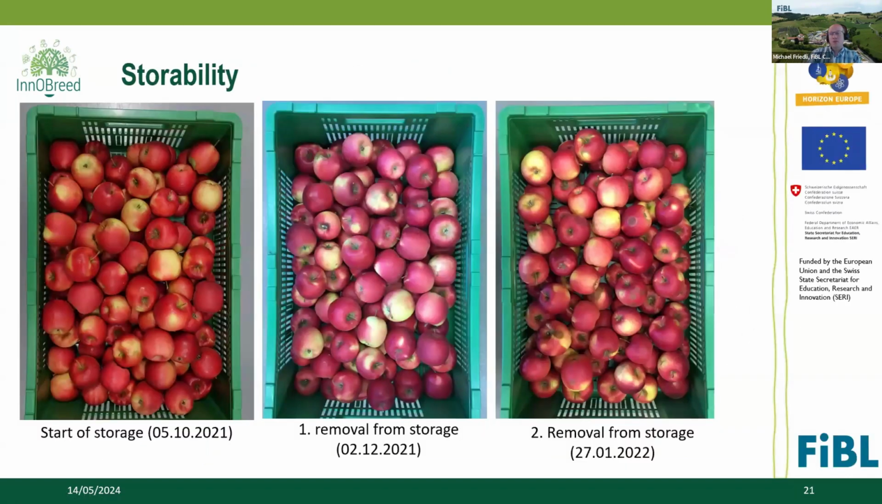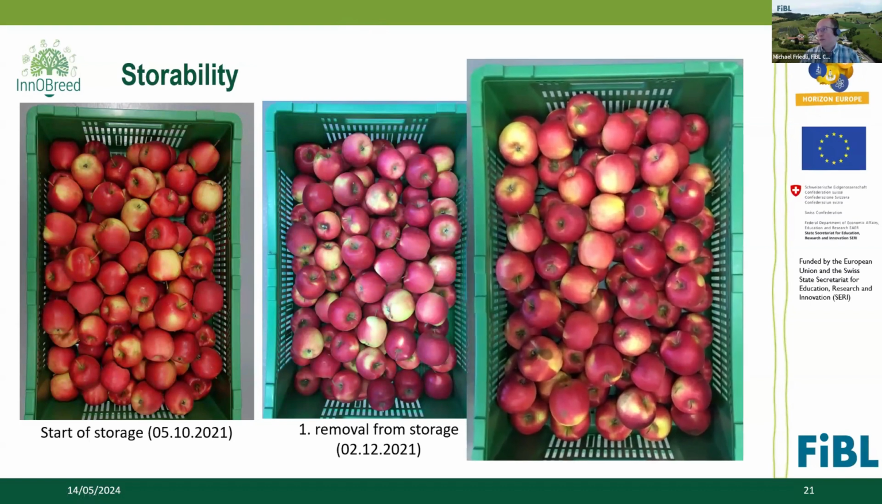At our testing site, we also have a cold storage where we store the fruits. Here on this slide, you can see an example of one variety. It was harvested at the beginning of October. Then we took out some fruits around 2 months later, and you can see that the fruits are looking quite nice. And then again 2.5 months later, so at the end of January.